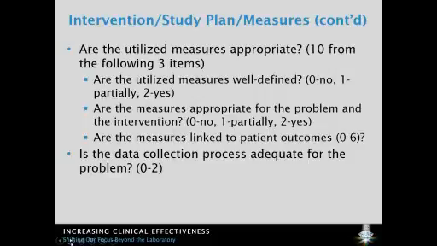That third bullet point, you can see, are the measures linked to patient outcomes? 0 to 6 points, that's big. And on the next page, we're going to talk about how that will be assessed and allocated. And the last one for this page is, is the data collection process adequate for the problem? So by that we're talking about, did you collect 500 patients? Did you collect for 2 weeks, for 6 months? Was it every patient that went through the process? Or was it every third patient or something like that? So was the data collection process adequate? Were you getting the data from an appropriate source, et cetera?